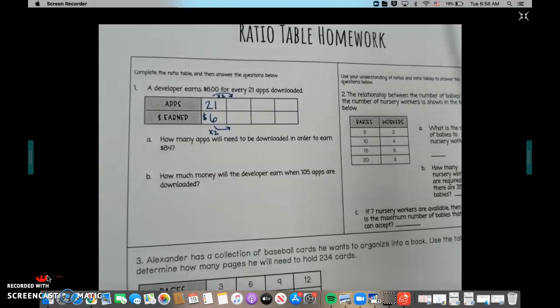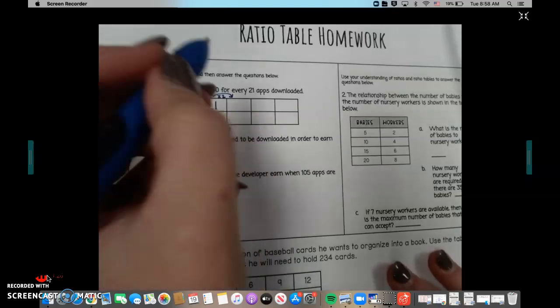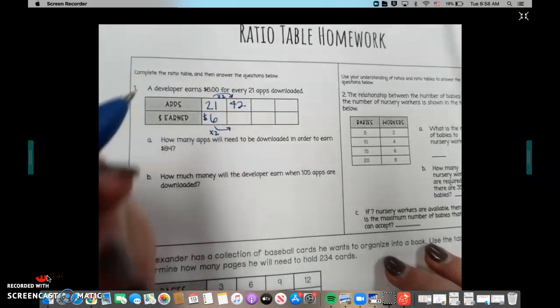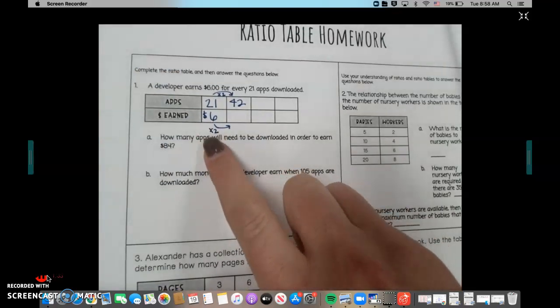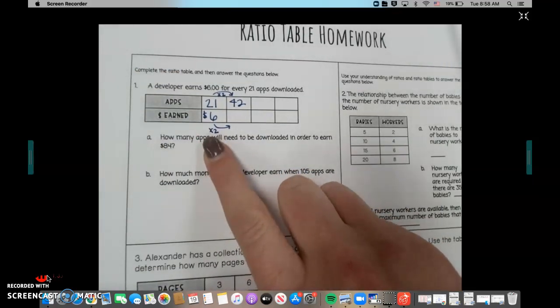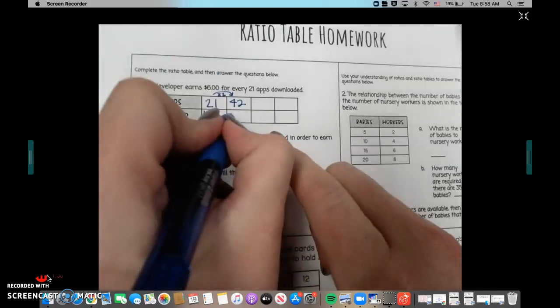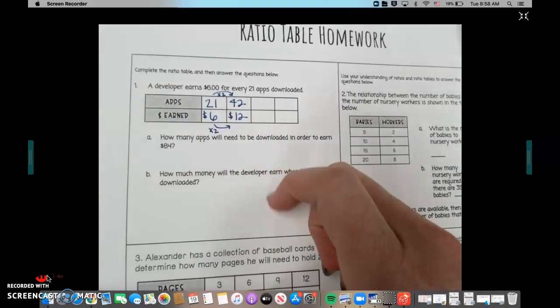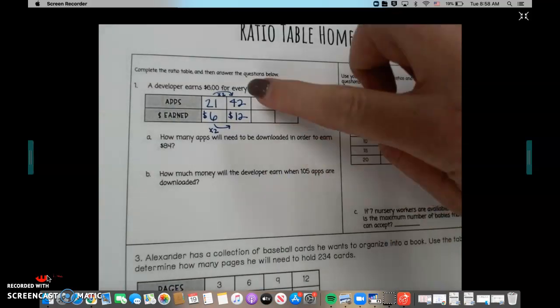So on the count of 3, everybody, tell me what 21 times 2 is. 1, 2, 3. 42. And then I'm going to do the same thing down here. 6 times 2. 1, 2, 3. Wow. Nice work. So you should have the second 2 boxes filled out on your chart.